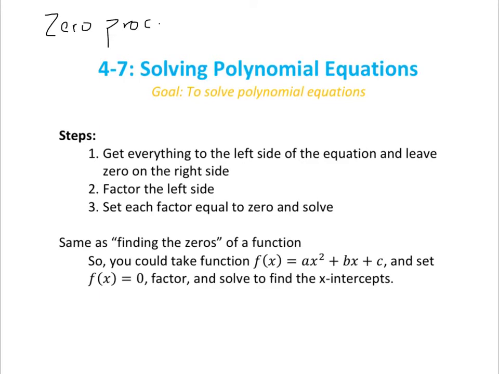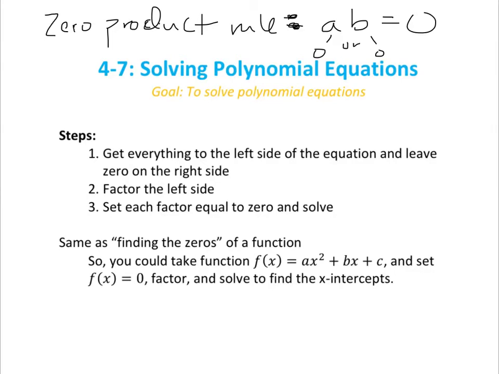Okay, so the zero product rule basically says that if you multiply two things together, a times b, to equal 0, that means that either a has to be 0 or b has to be 0. One of the two has to be true, okay. So that's going to be the basis for everything that we do to solve these equations.